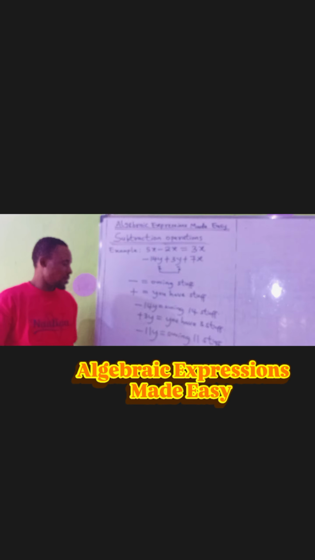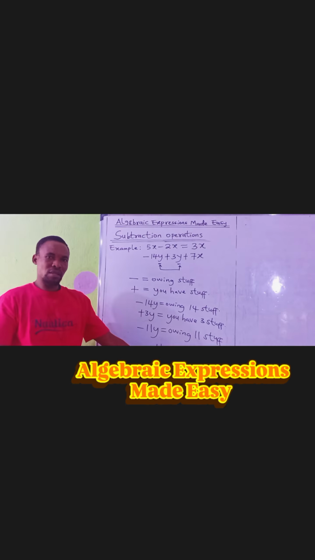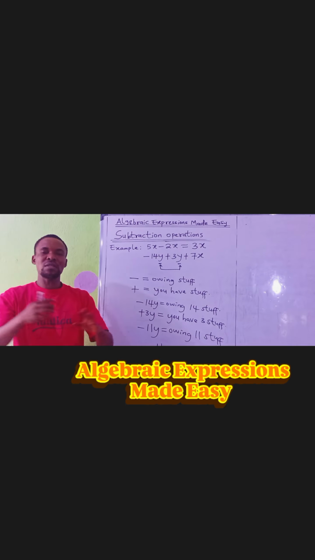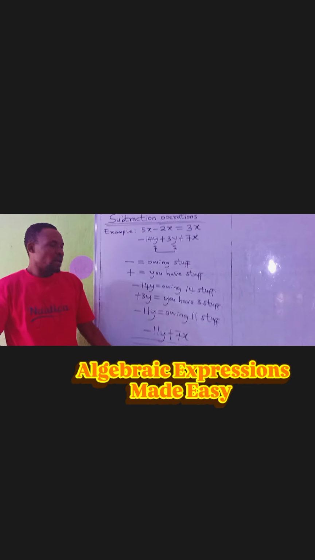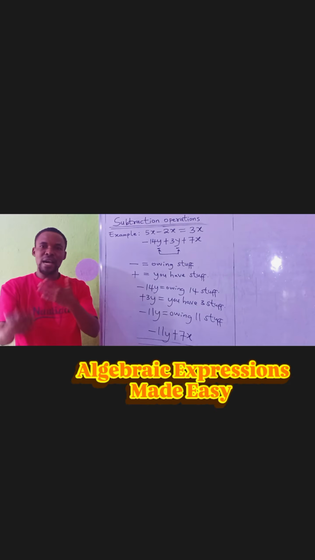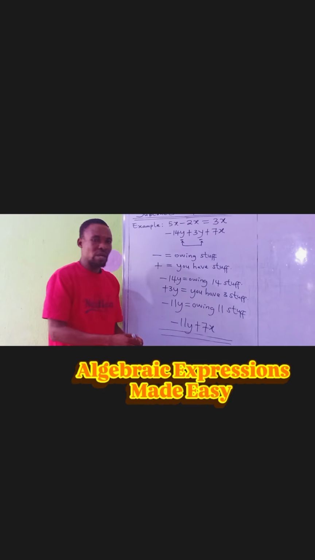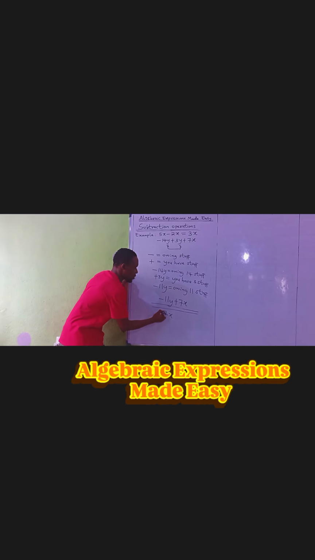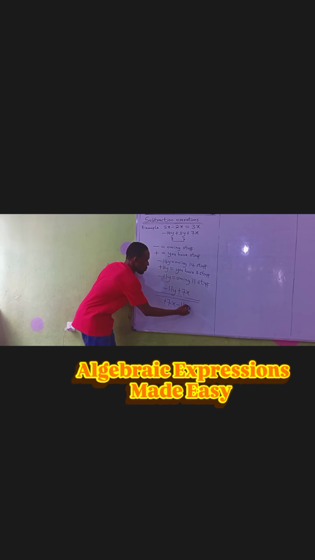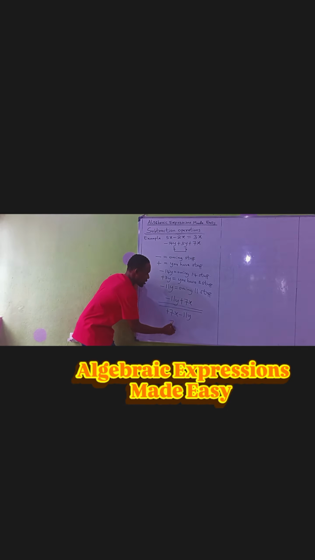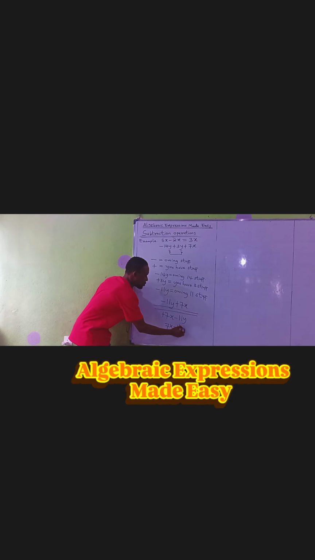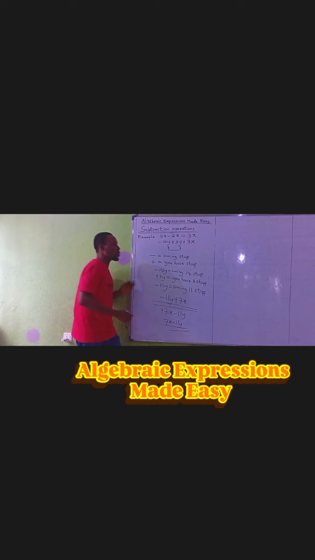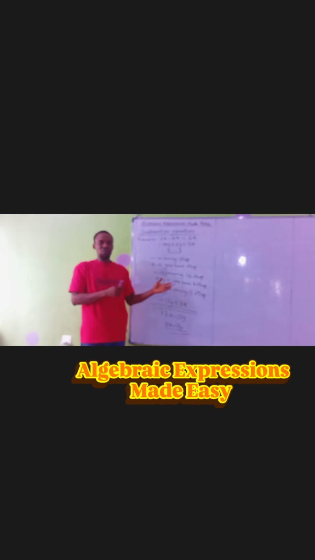Why is it our final answer? Because y and x are not similar terms. But like I said, this is our final answer, but we can decide to rearrange. How do we rearrange? We can say this final answer is the same thing as plus 7x minus 11y, which is the same thing as 7x minus 11y.